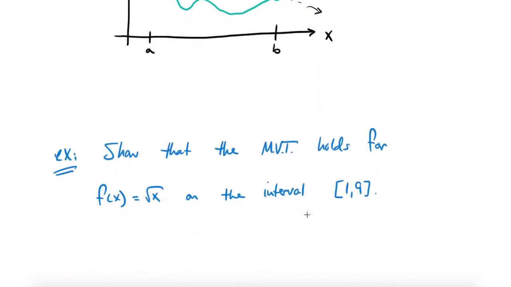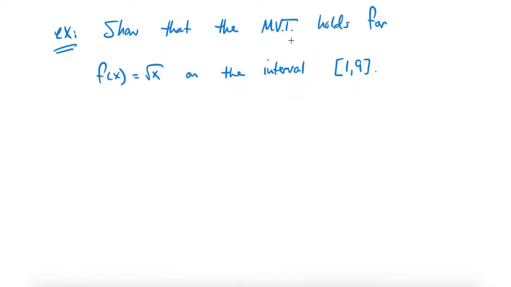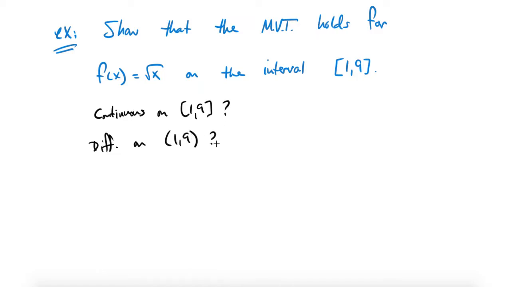Okay, so let's see what this might look like in a problem. Show that the mean value theorem holds for the function square root of x on the interval 1 to 9. So the first thing we have to do is verify that this thing meets the hypotheses. So is this continuous on the closed interval from 1 to 9, and is it differentiable on the open interval from 1 to 9? Right, because we have to know that both those things are true before we even start talking about the conclusion of the mean value theorem. But if you think very briefly about what the graph of square root of x looks like, it is going to be continuous on this interval. It is going to be differentiable on this interval.